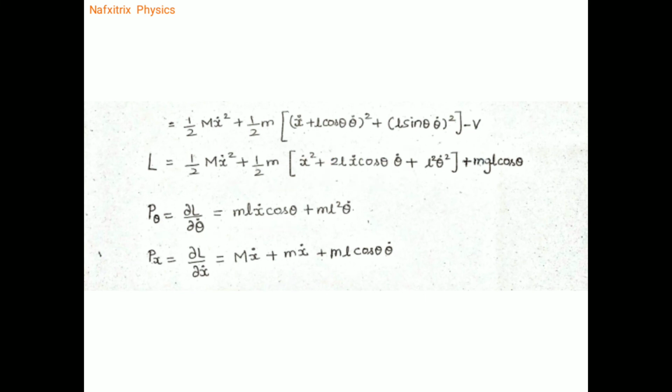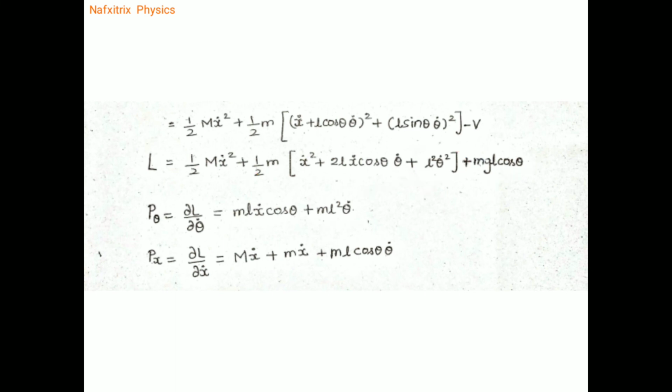And next, this term also has theta dot. If we differentiate that, n into x power n minus 1, 2 into theta dot, so the 2 would get cancelled, and ml square theta dot would remain from this. And here we do not have a theta dot term. So this is nothing but p theta.